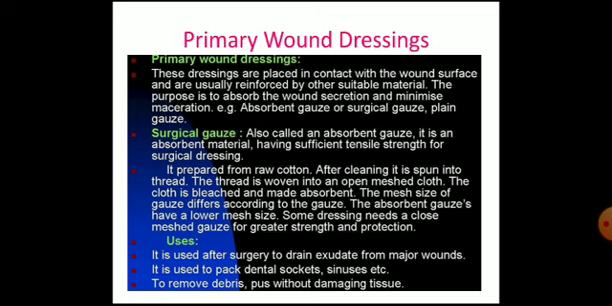The absorbent gauze has a lower mesh size, so some dressings need a close mesh gauze for greater protection and strength. The use of surgical gauze is after surgery to drain exudate from a major wound. It is used to pack dental sockets and sinuses. It is also used to remove damaged pus without damaging the tissue.